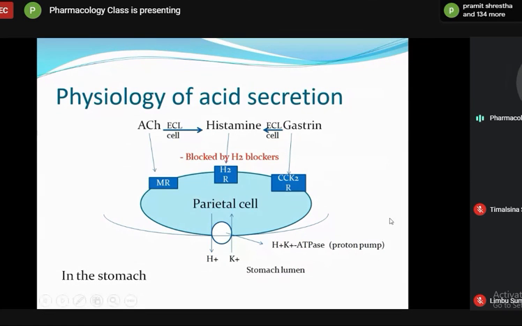So this is the picture that I had shown last time also. It's the parietal cell with muscarinic receptors, histamine receptors, and gastrin receptors, and H2 blockers mainly block the H2 receptors and inhibit the action of the histamine to activate the proton pump. So there will be no hydrogen ion secretion.